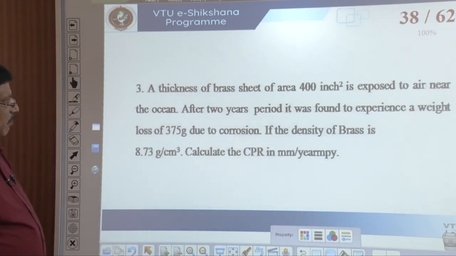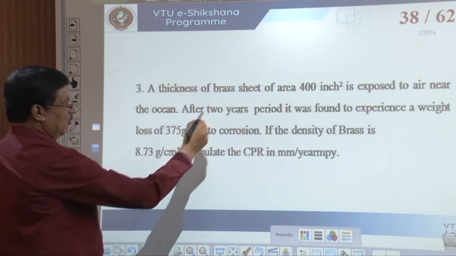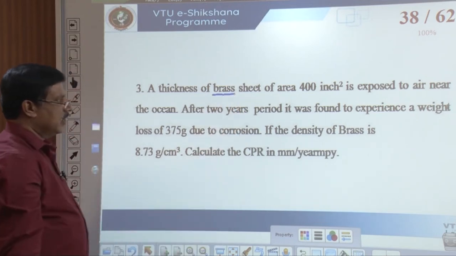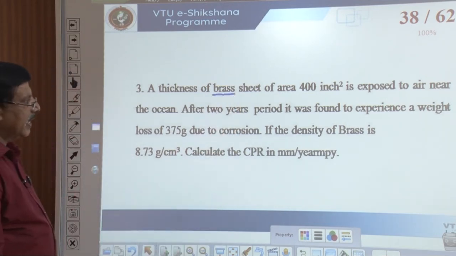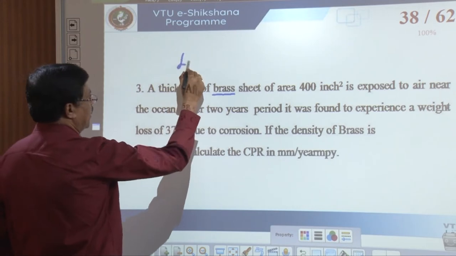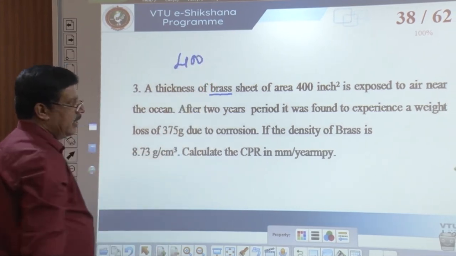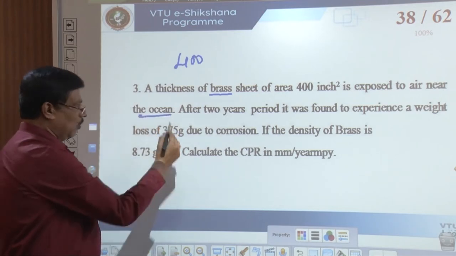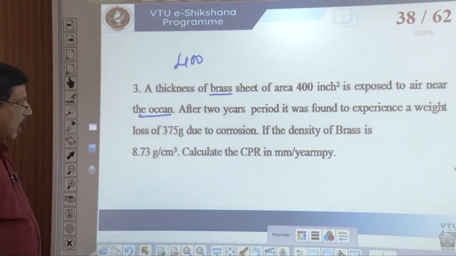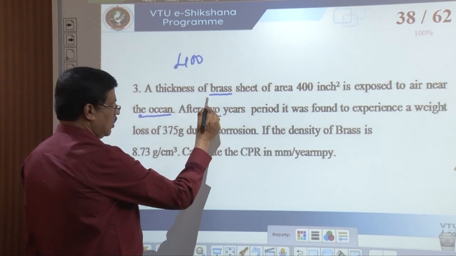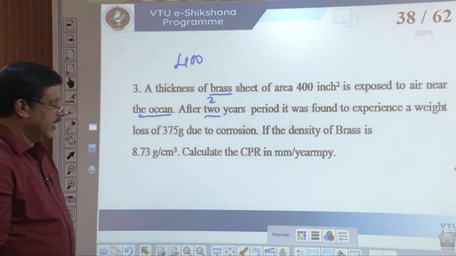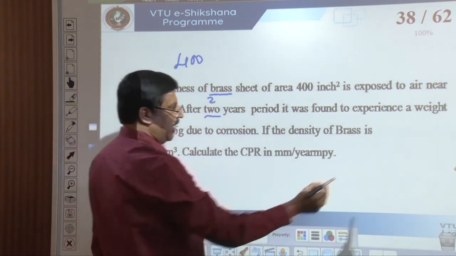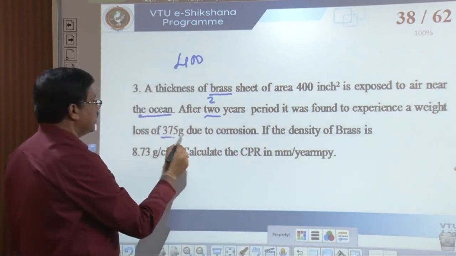A thickness of brass sheet, brass is an alloy, of area of 400 inches squared is exposed to air near the ocean. Near the ocean means more corrosion takes place. After 2 years, it was found that it experienced a weight loss of about 375 gram.